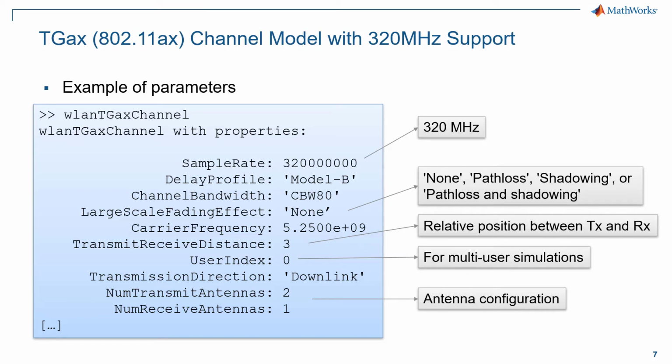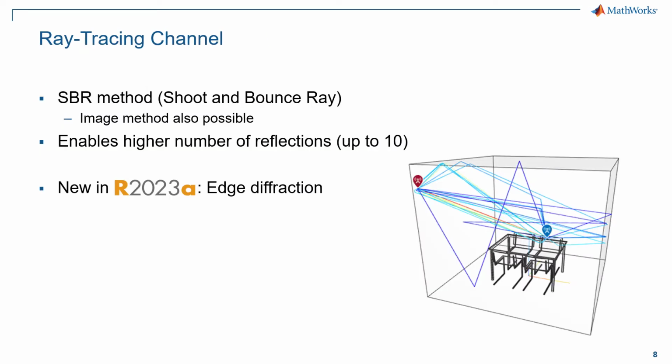It was updated to support 320 MHz bandwidth. You can also use ray tracing as provided in Communications Toolbox to compute the channel between the access point and the station. You can compute up to 10 reflections of walls, ground, and objects. In addition, Release 2023A introduces the ability to include diffraction effects.